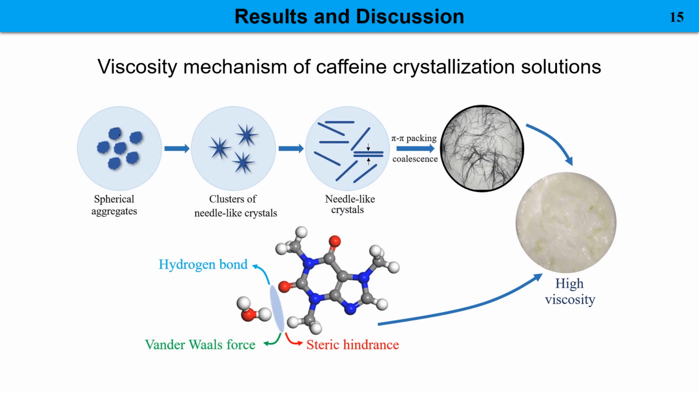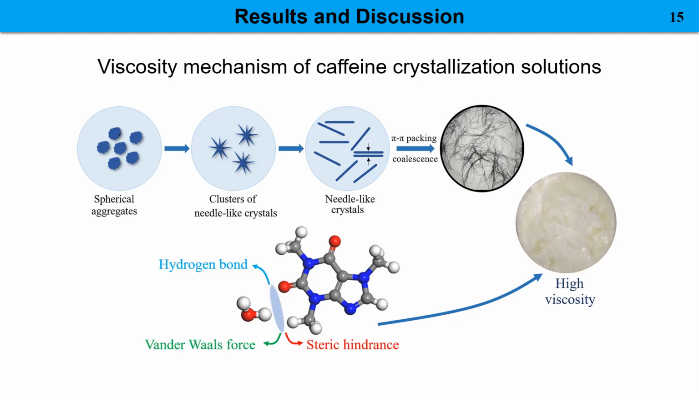So here is a short summary. The viscosity of caffeine crystallization solutions is primarily due to intermolecular interactions. During the crystallization process, the crystals present in the solution collide and contact each other with agitation. And pi-pi stacking is generated through the functional groups on the crystal surface, which makes the caffeine crystals attract each other and easily stick together to form partial agglomeration.